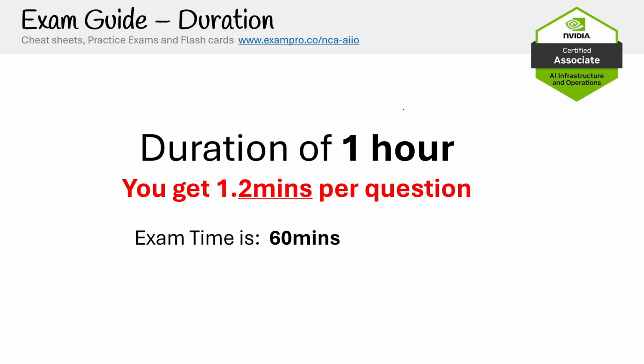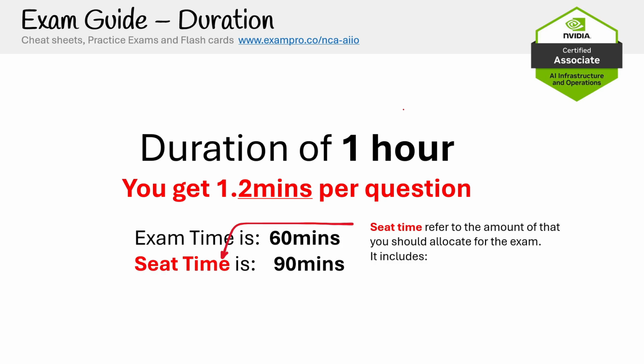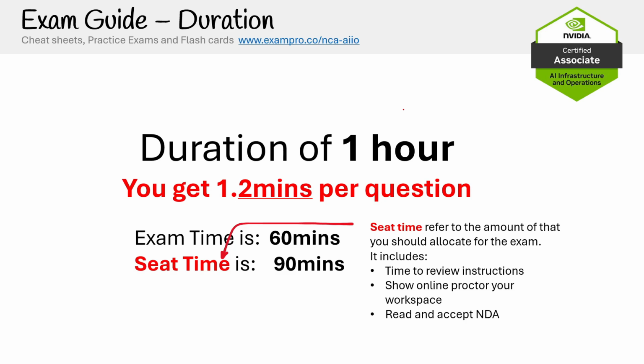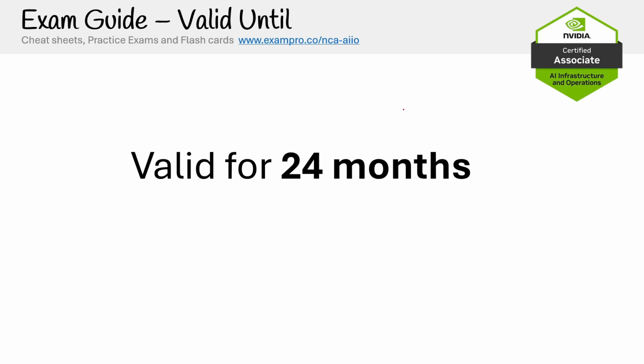The exam is 1 hour, 1.2 minutes per question. Your exam time is 60 minutes. Sit time is 90 minutes. So seat time is the time you need to actually allocate for the exam. That covers time to review the instructions, show the online proctor your workspace, read and accept the NDA, complete the exam, and provide feedback at the end.